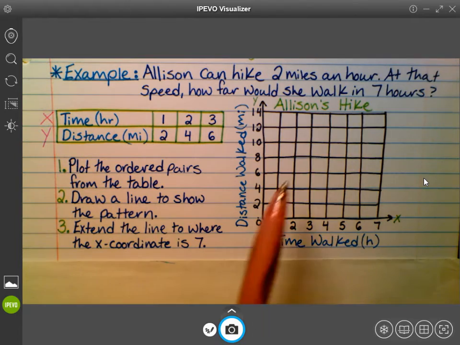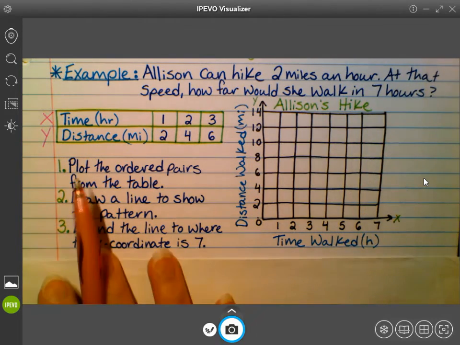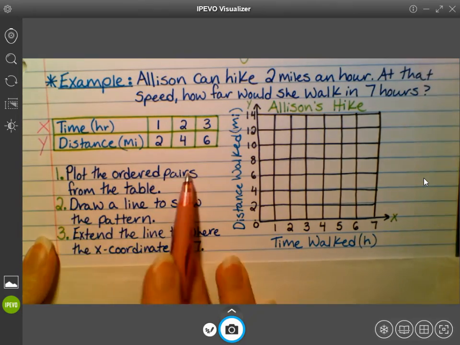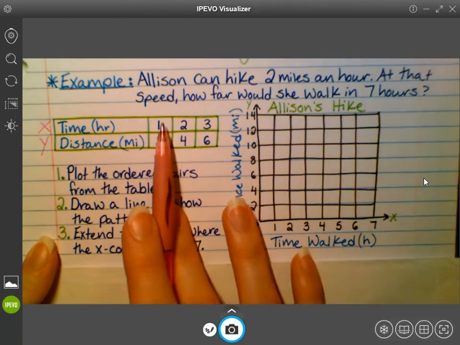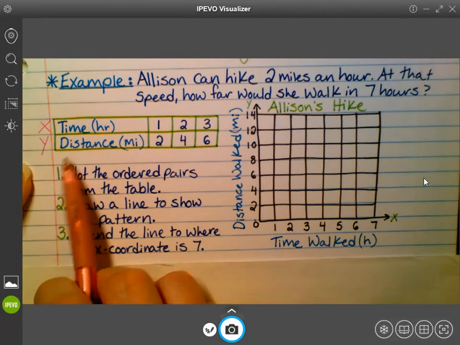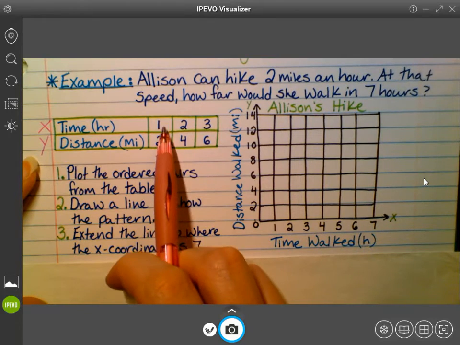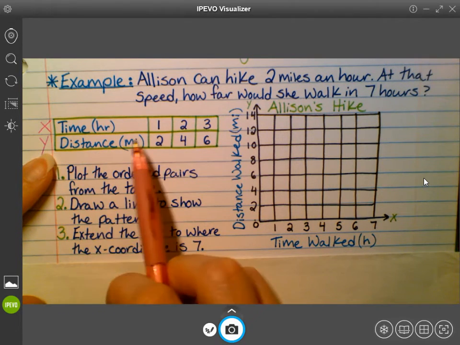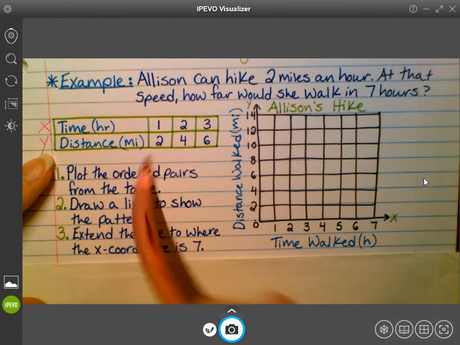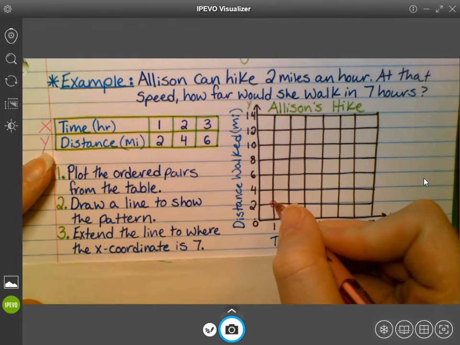I'm going to use my pink pen because that seems to stand out pretty well on the smartboard. So, if I follow number 1, plot the ordered pairs from the table. I'm looking up here, and I already labeled time is on my x-axis, and distance is on my y-axis. So, my x-coordinate for the first point is 1. My y-coordinate for the first point is 2. So, 1, 2. If I go to 1, 2, that's here. How many plotted your first point here?